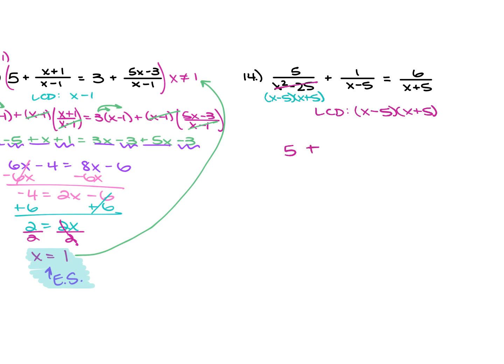Next, you have 1 over x minus 5. Your denominator of that x minus 5 does not include the x plus 5. So multiply that 1 by x plus 5, get rid of your denominator. Then your answer, that 6 over x plus 5, that x plus 5 in your denominator is missing the x minus 5. So multiply the 6 by x minus 5 and get rid of your denominator.